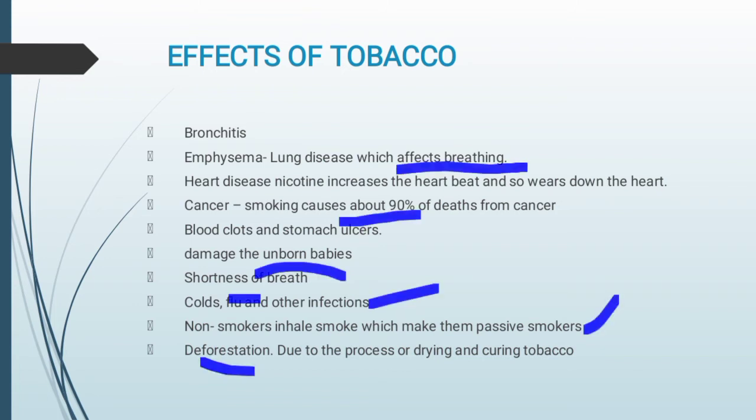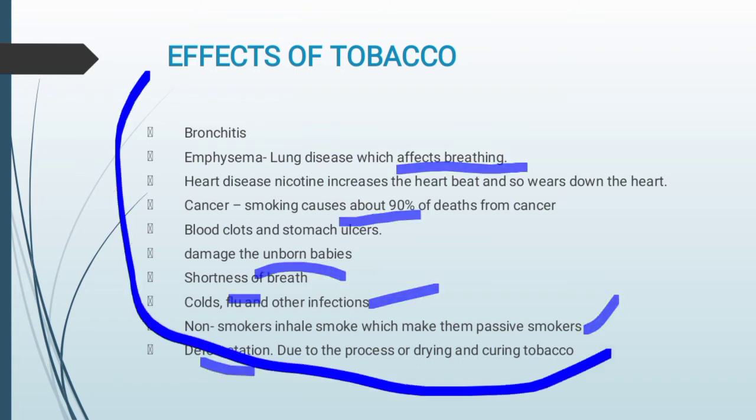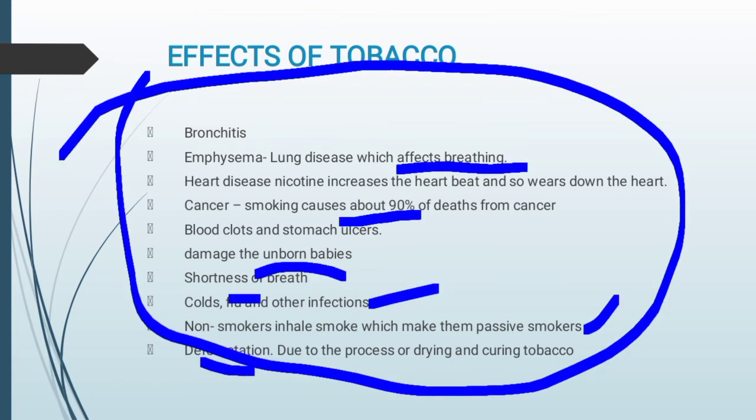The last one is deforestation. You agree with me, those who have been to different farms where they produce tobacco, they use firewood in order to process it. So they cut down a lot of trees so as to process tobacco. So that brings about deforestation. Effects of tobacco. Done.